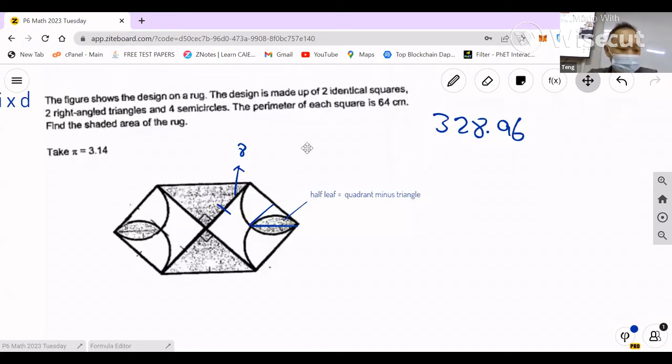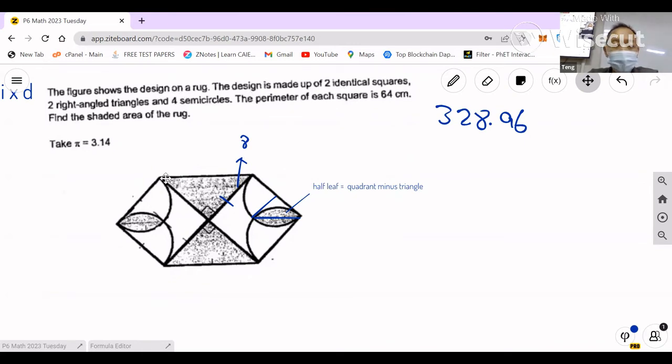Wait, 328.96. That's what the answer says over here. So they don't have much working, so I don't need to go through. Okay. So we have a design on the right. The design is made of 2 squares. So there's a square here and there's a square over here. Next, 2 right angle triangles and 4 semicircles. So this is a triangle, semicircle, 4 of them. Now the perimeter of each square is 64. As mentioned, if the perimeter is 64, one side is 16. So this half is 8, which means the radius is also 8. The radius of the semicircle is 8.